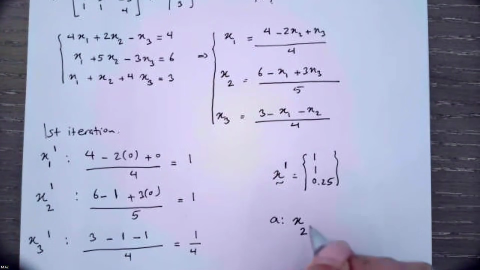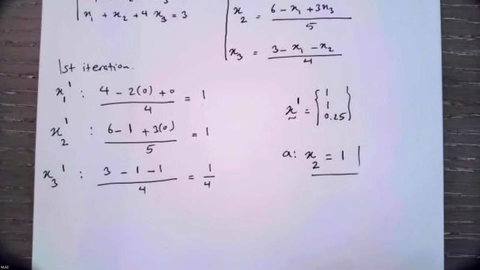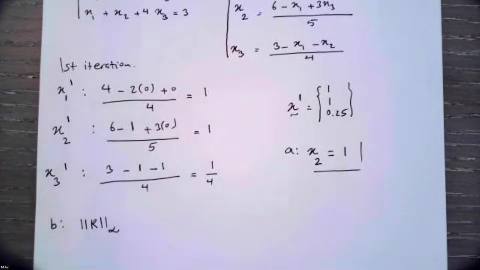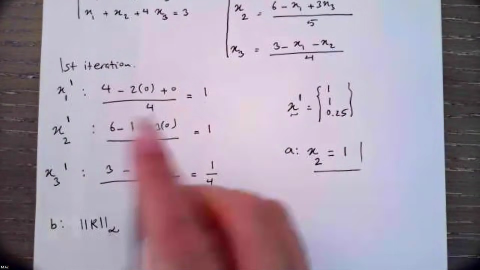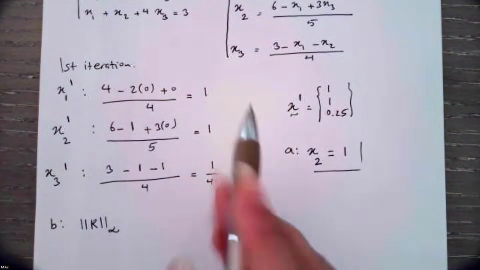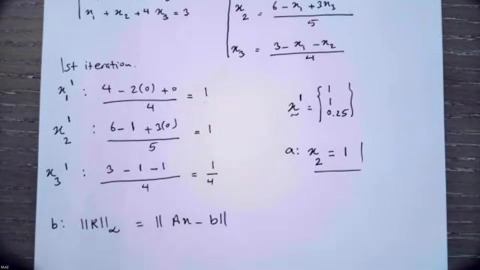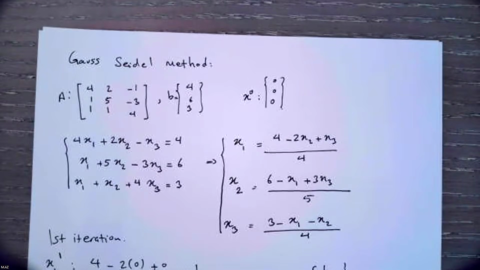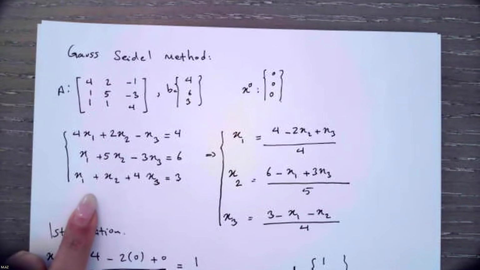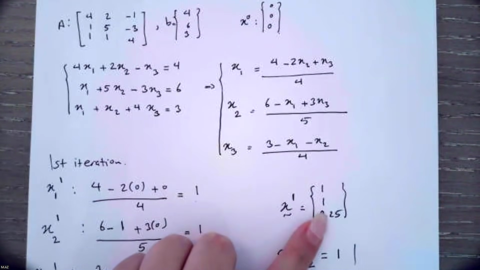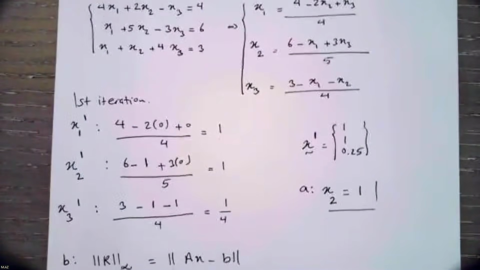The answer of part A: find the value of x2 for the first iteration. The answer will be 1. For part B, we have to find the infinity norm of the residual after the first iteration. How can we find it? Ax minus b. Now we plug these solutions into the system of three equations, or you can write A times this vector minus b. Both are correct.